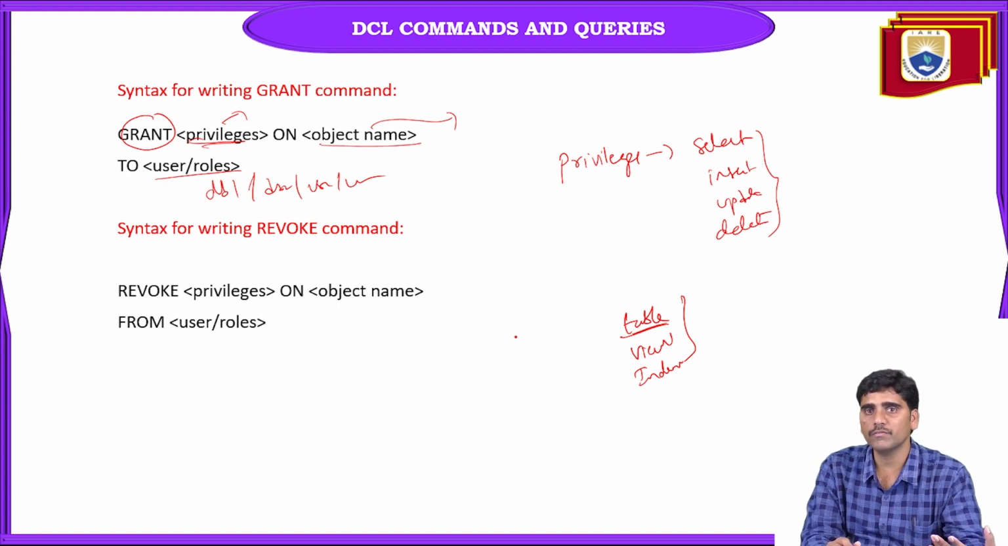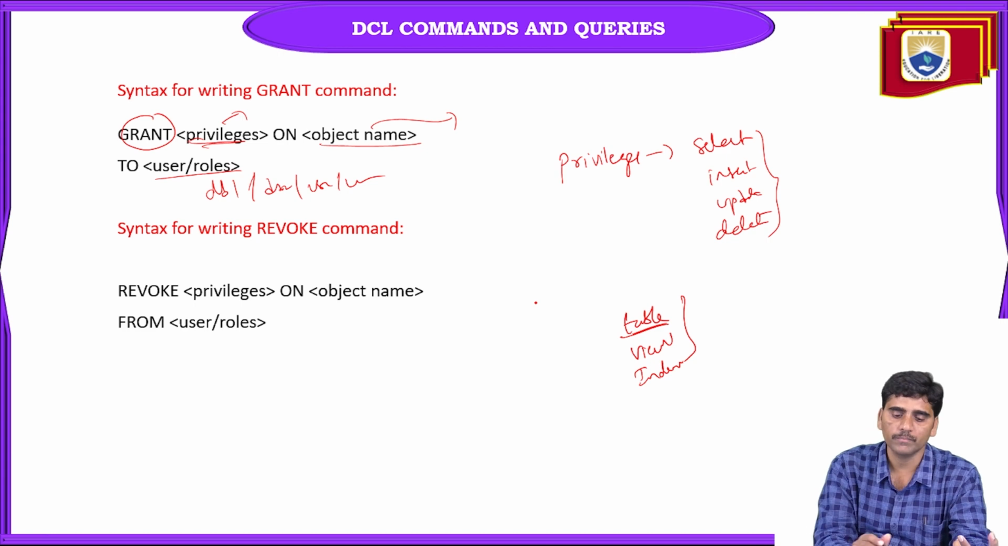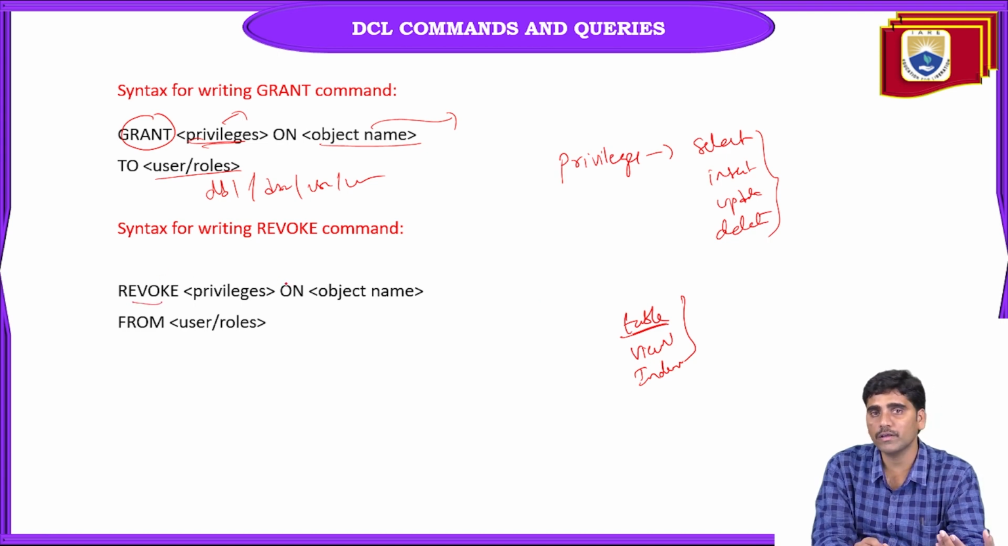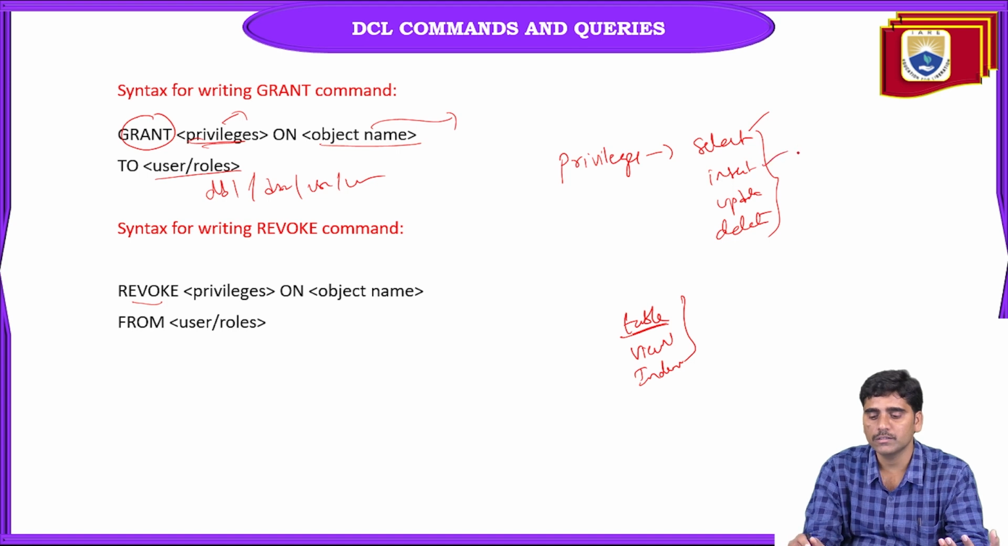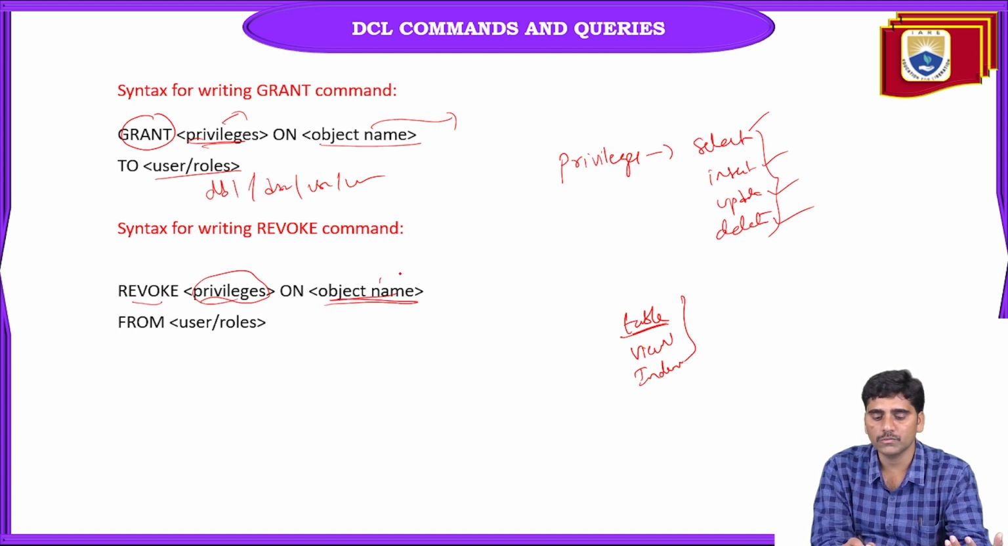And similarly, the syntax for revoking is the same as granting, but you need to apply revoke. So what privileges do you want to revoke? You may want to revoke the select permission, the insert permission, the update permission, or the delete permission, on what object name, that is, what table name.